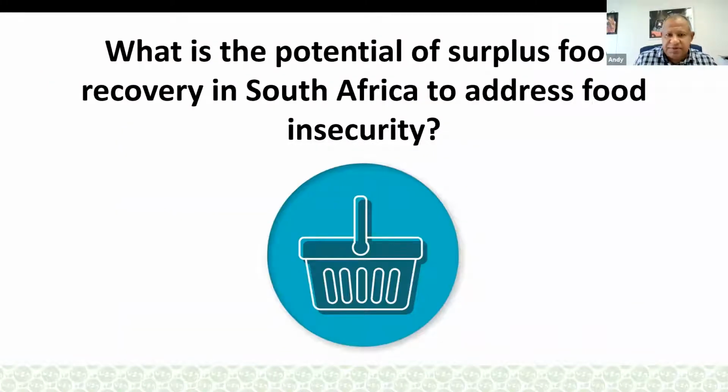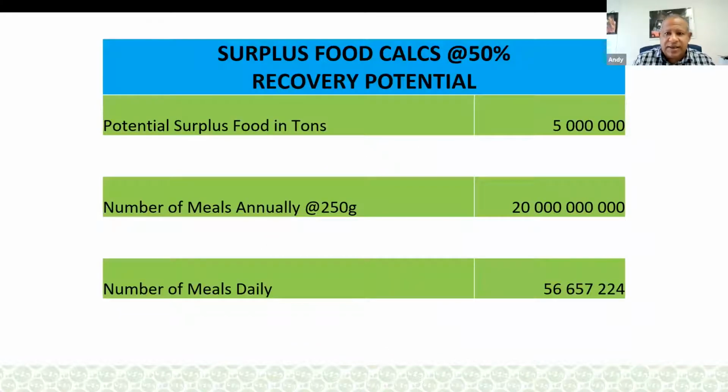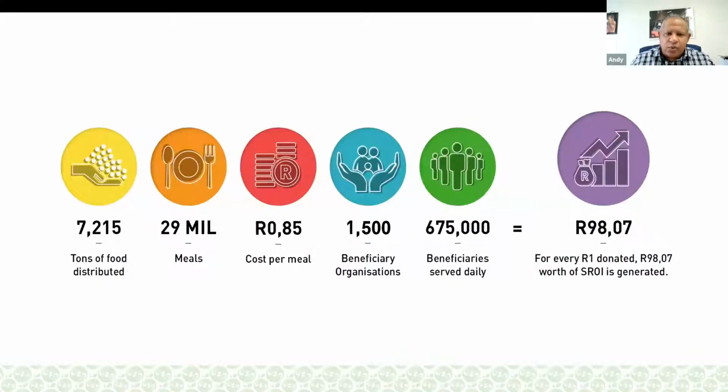What is the potential of surplus food recovery in South Africa to address food insecurity? Of that 20 million tons, if we are just able to recover 5 million tons of food, we are able to provide roughly 20 billion meals on an annual basis, translating into 56 million meals daily. So with just 50% being recovered, we are able to address the food insecurity problem comprehensively. With the surplus food we collected last financial year, this is our impact stats.